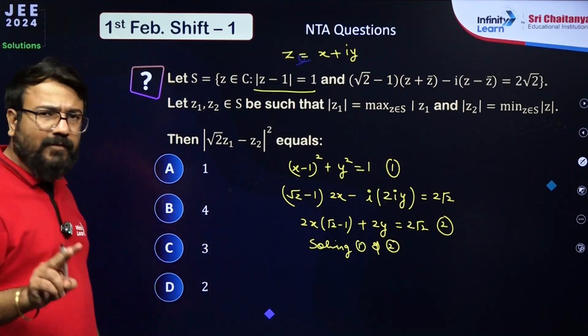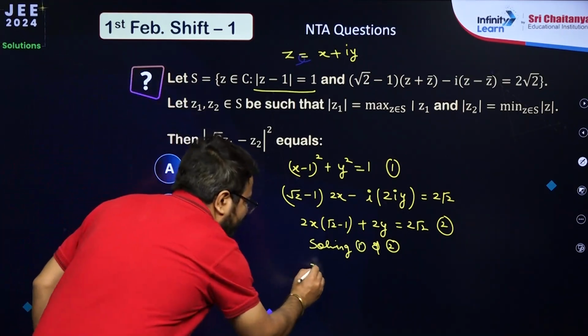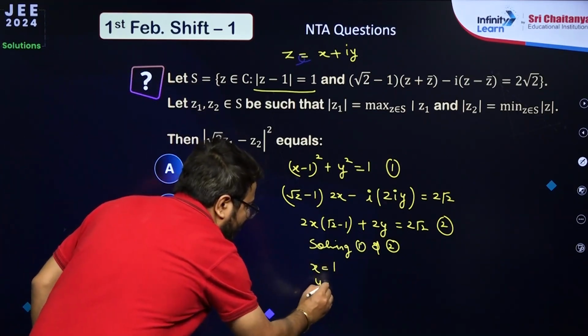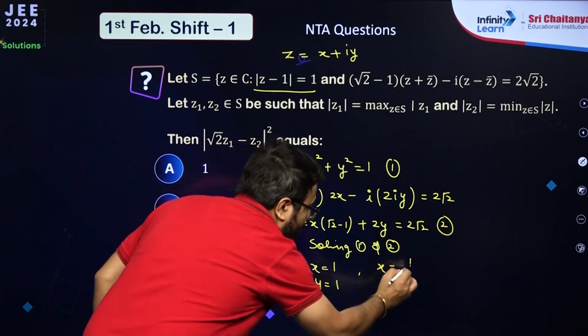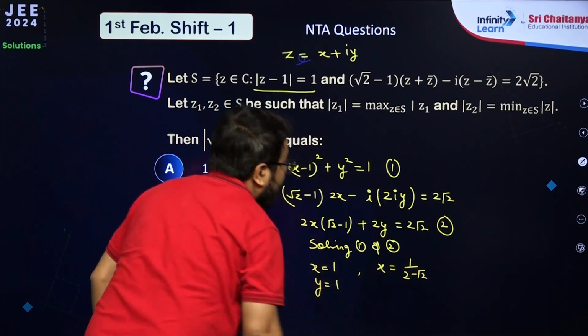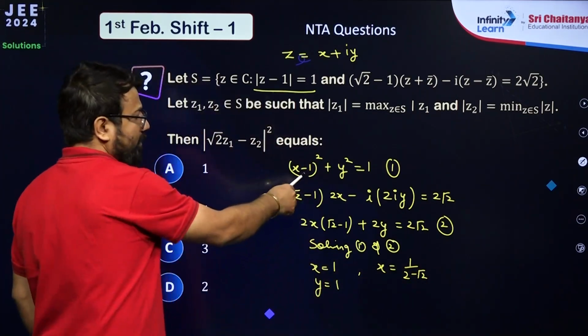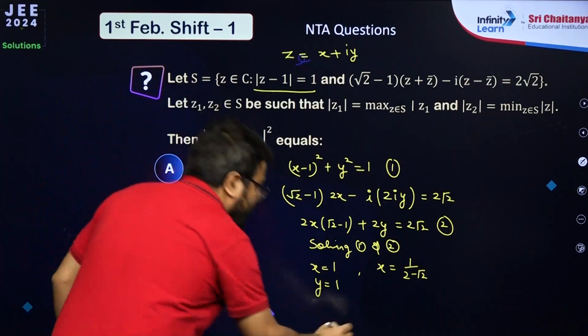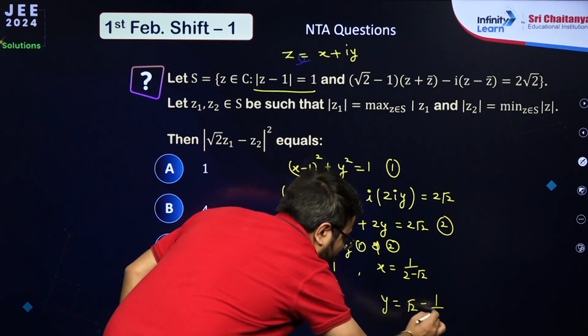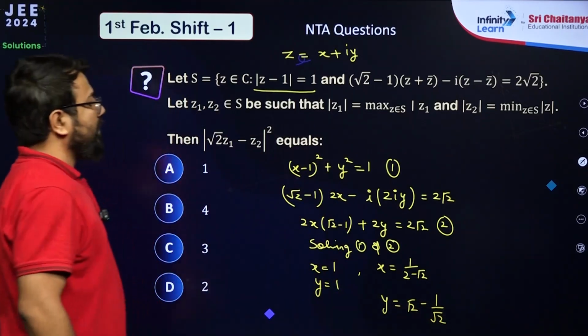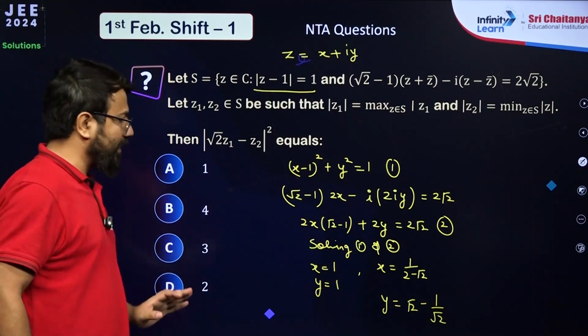So we will have two different values of x. One is the value of x as 1. If x is equal to 1, then the value of y will be 1. Other value of x is 1 upon 2 minus root 2. If you substitute the value of x here as 1 upon 2 minus root 2, then accordingly you will be able to get the value of y as (root 2 minus 1) upon root 2. So these are the values of x and y that we have obtained.